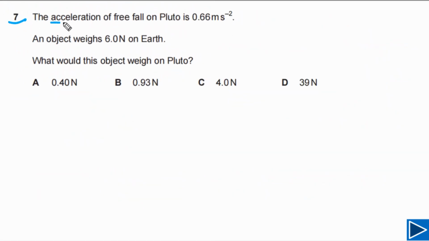For question number 7, it is given to us the acceleration of free fall on Pluto is 0.66 meters per second squared. It is also given that the weight of the object on Earth is 6.0 newtons. We need to find the weight of the object on Pluto. The first thing we need to understand is that the value of g on Pluto is very small compared with the value of g on our planet. So the weight of the object on Pluto will be very small compared with its weight on Earth. This is the first clue. So the answer cannot be C or D; you can ignore these two options. So the answer is A or B.